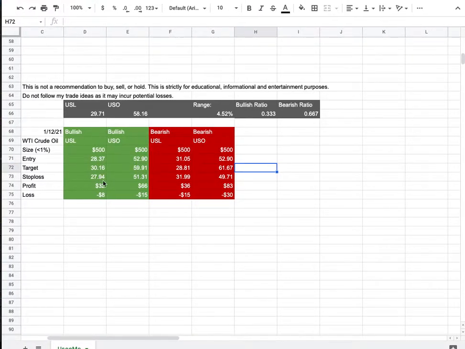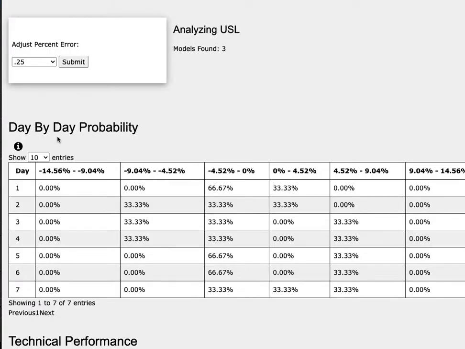So how did I develop these trade ideas? It all comes from the day-by-day probability model. As we progress to the 5th day, or week of trading, WTI crude oil has a 33% chance to climb between 4.5 to 9%. To the downside, it has a 67% chance to fall between 0 to negative 4.5%.